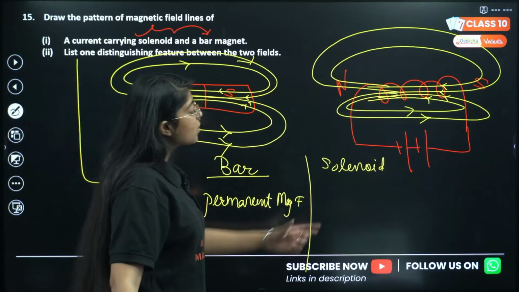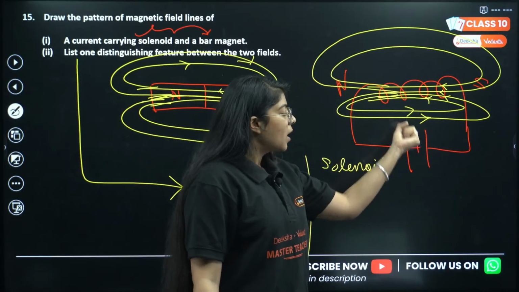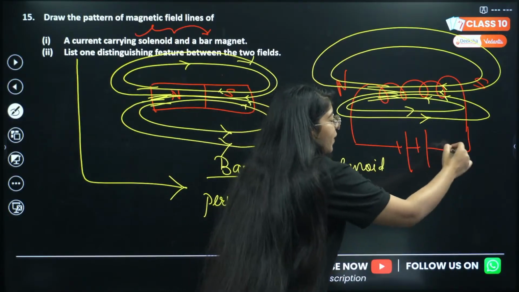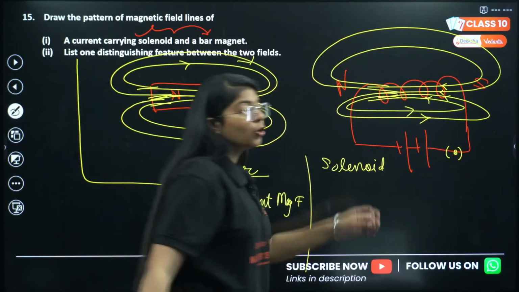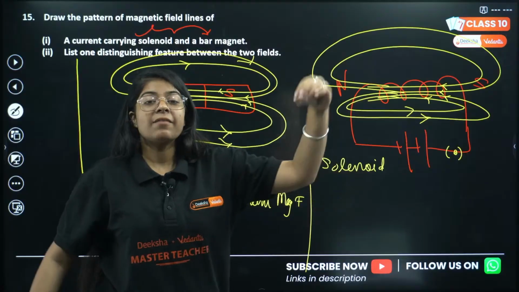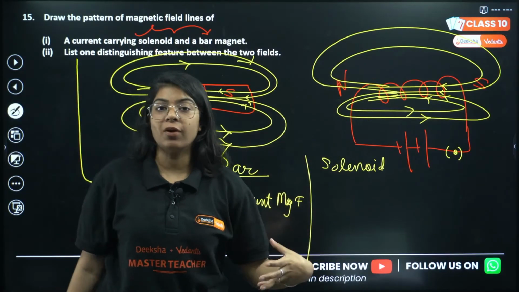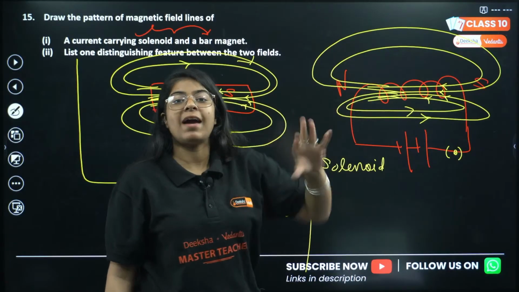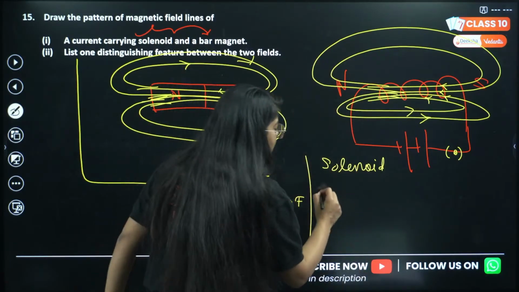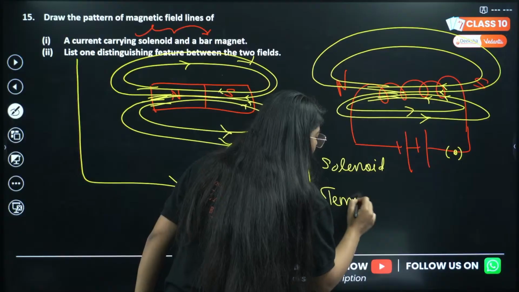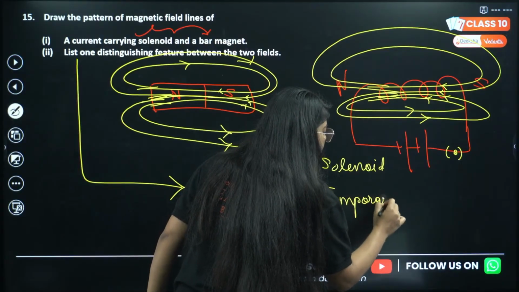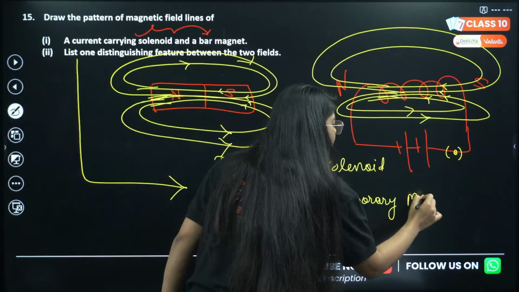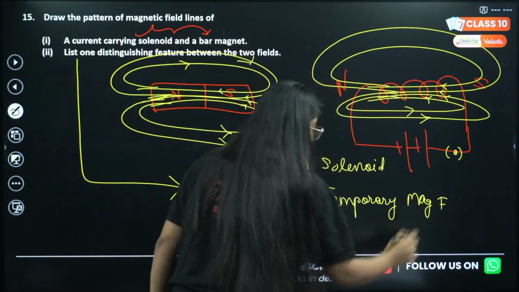However, in the case of solenoid, if I close the key, if I open the key, there is a key, correct? We need to close it for the current to flow. If I open the key, current will stop flowing. As the current stops flowing, this magnetic field will vanish, correct? So this is a temporary magnetic field.